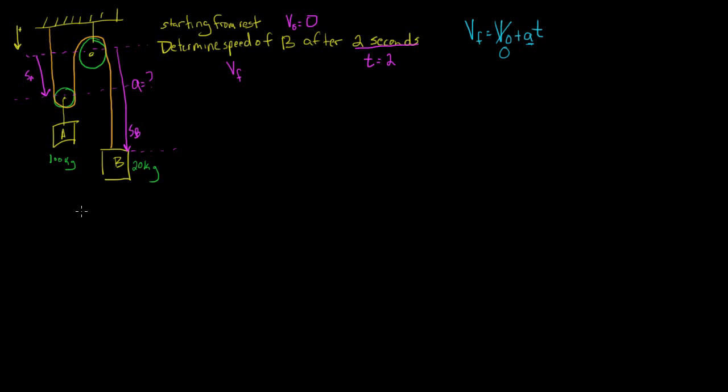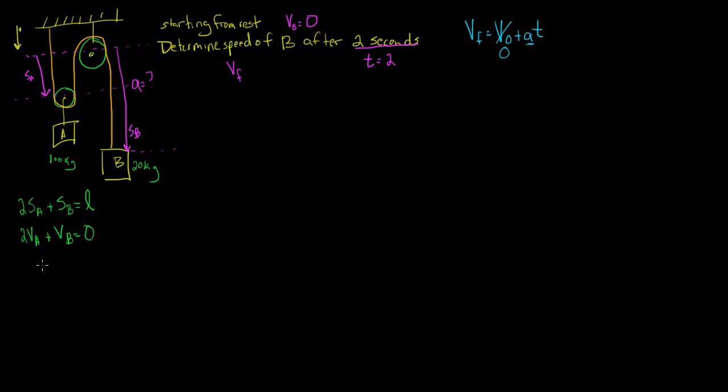Now, if we write our equations for this pulley system, we have a length of SA, another length of SA, and a length of SB. So we have 2SA plus SB is equal to some length. And if we differentiate with respect to time, we get 2 times the velocity of A plus the velocity of B is equal to 0. And this 0 comes from the fact that we're differentiating a constant.